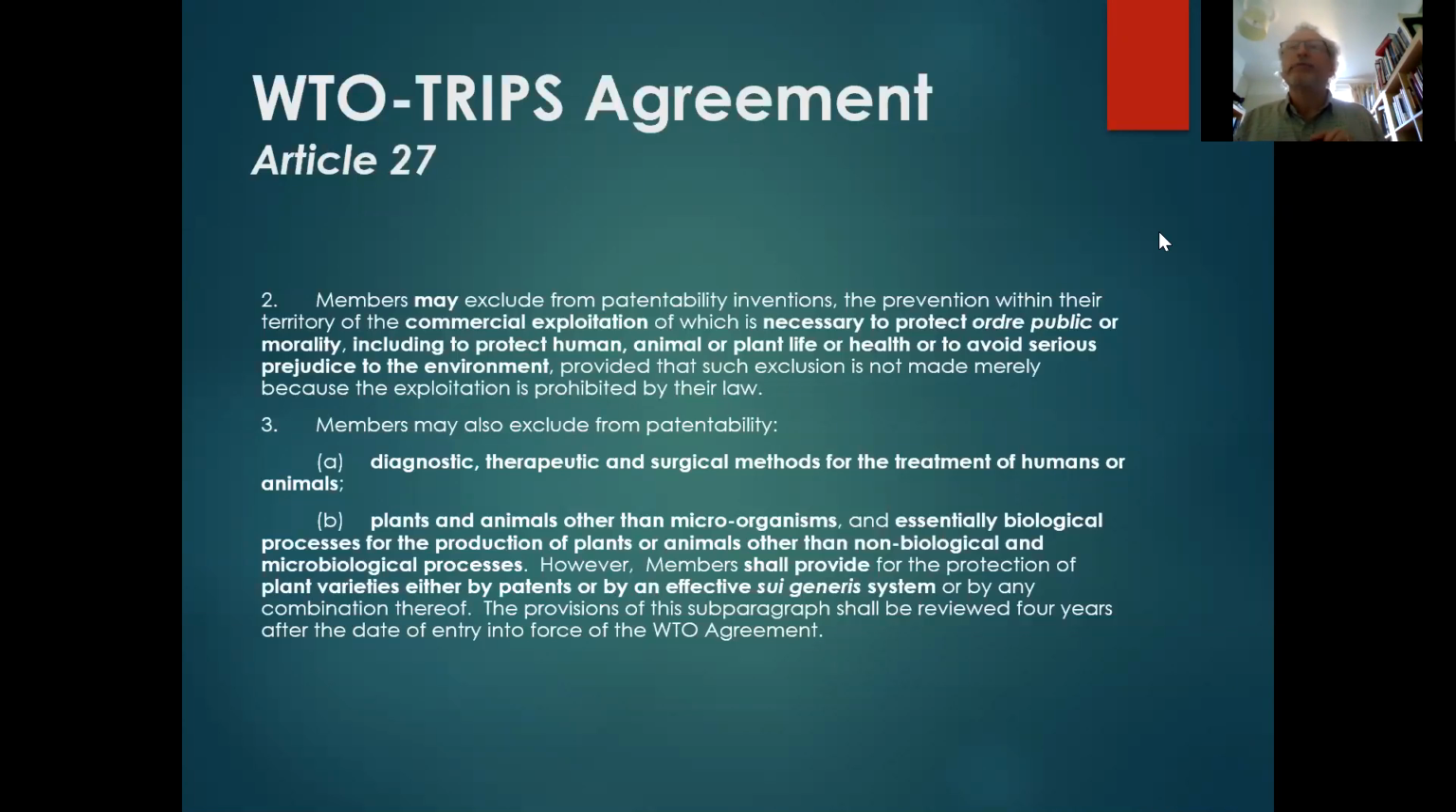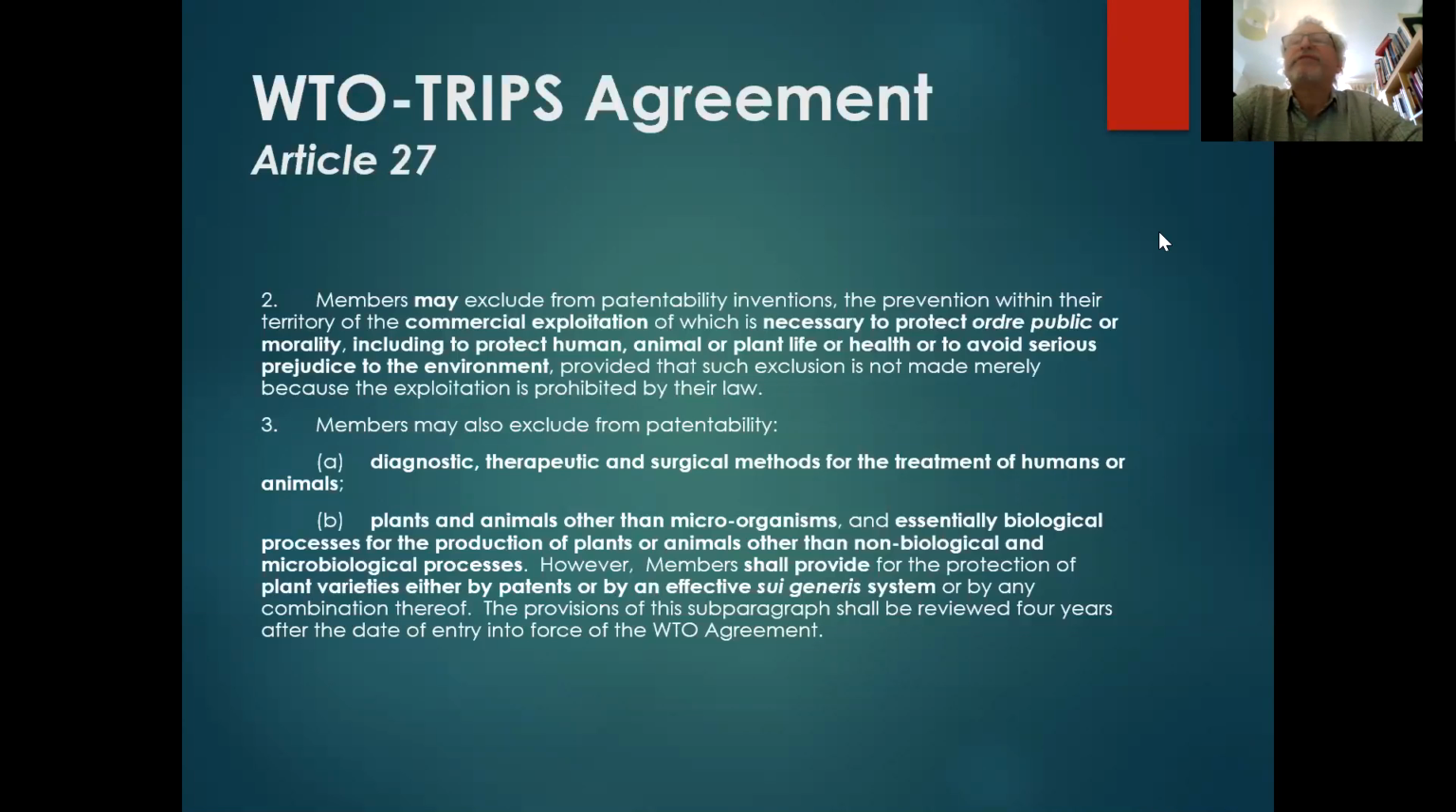So it may exclude diagnostic, therapeutic, and surgical methods, the treatment of humans or animals. It may exclude inventions that are seen as being immoral. It may exclude plants and animals. So you can say that plants are not patentable, animals are not patentable, but you have to allow microorganisms to be patentable, where they are inventions. And then the other language, again, reflects the European practice, which is to exclude plant varieties from patent law because there is a separate IP system for plant varieties.